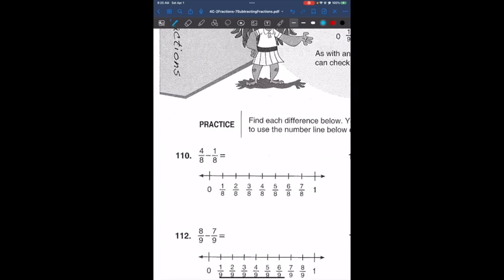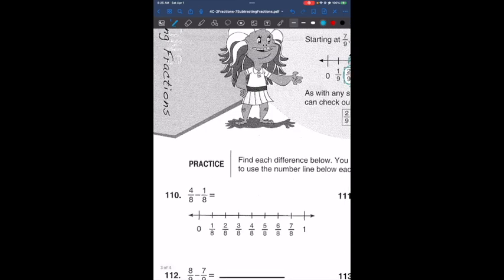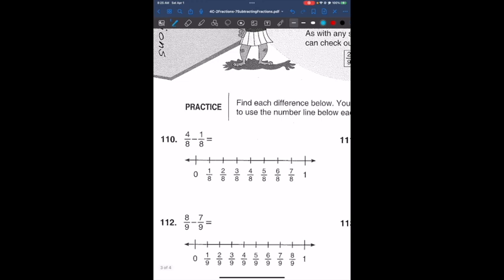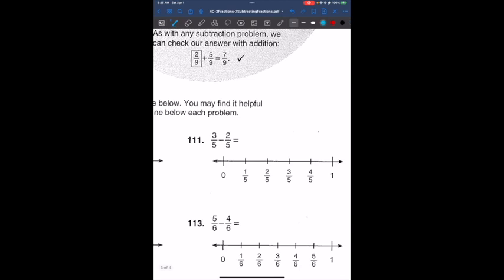And so for problem 110, it's going to be the same denominator. So 4 minus 1, it's going to be 3/8. So if you start at 4/8 and one space is worth 1/8, we're going to subtract it once to bring us to 3/8. For 111, we have denominator 5, and the numerator is going to be 3 minus 2, which is 1/5.